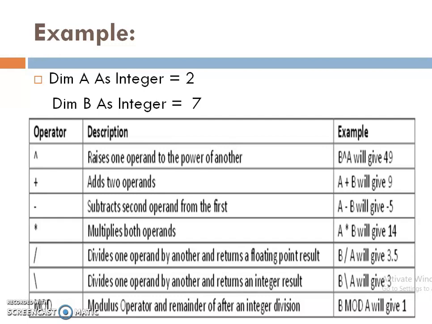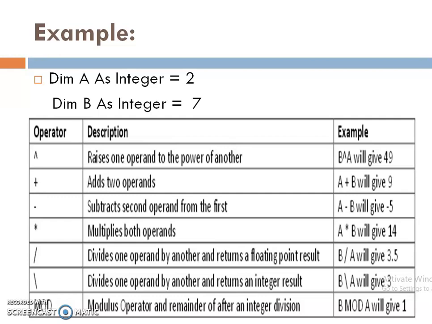Now perform the operations. First we use the power of operator, b exponentiation a, it gives the result 49. Then arithmetic operation a plus b, it gives the result 9. Then subtraction a minus b, it gives the result minus 5. Then multiplication a into b, it gives the result 40. Then division b divide a, it gives the result 3.5.